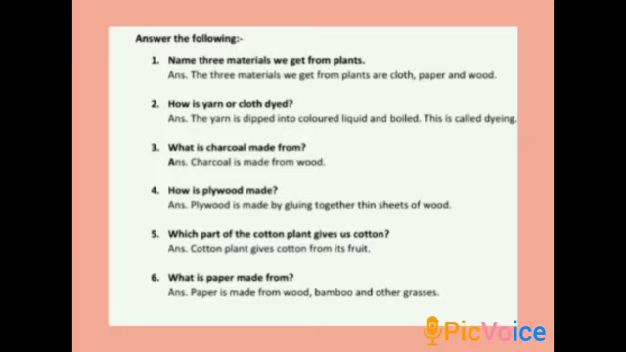Fifth one, which part of the cotton plant gives us cotton? You know which part of the cotton plant gives us cotton? The cotton plant gives us cotton from its fruit. Sixth one, what is paper made from? Paper is made from wood, bamboo and other grasses. What is paper made from, children? Paper is made from wood, bamboo and other grasses.